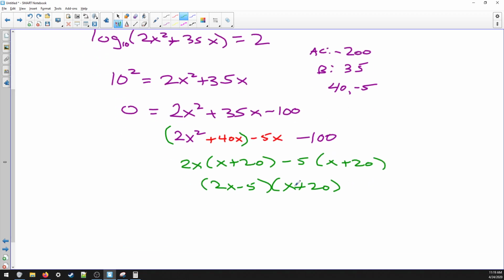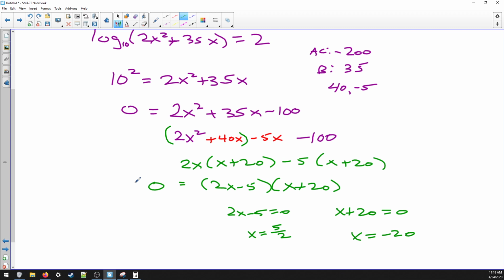I can set each of these equal to 0, since the whole thing equals 0. So this one gives me that 2x minus 5 equals 0, and if you solve this, you get that x is equal to 5 over 2. The second one is x plus 20 equals 0, so that's negative 20. All right, so that's our answer.